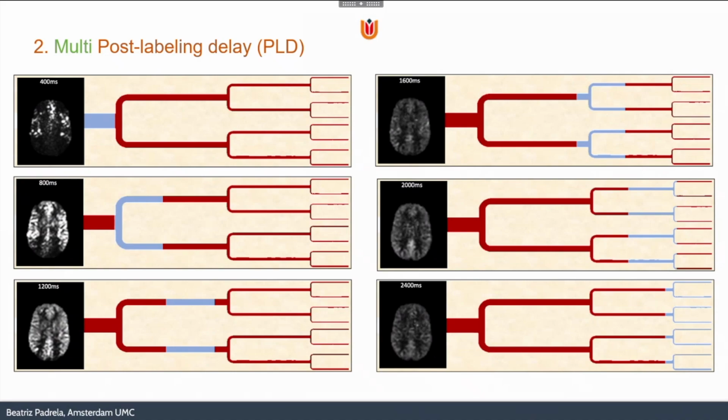One question that was asked before: we can also have multi-PLD, so multiple post-labeling delay acquisitions. For example, this is the arterial tree. You have the macro, the bigger arteries, and then you go to the arterioles and to the capillaries. If you acquire multiple PLDs, this means that you are waiting multiple post-labeling delays, so you're acquiring the images where the labeled blood is at different parts of the vascular tree. And then, of course, you can combine this. In ExploreASL, we also have multi-PLD options. So if you have multi-PLD data, we can fit the signal better and quantify a much more robust CBF.